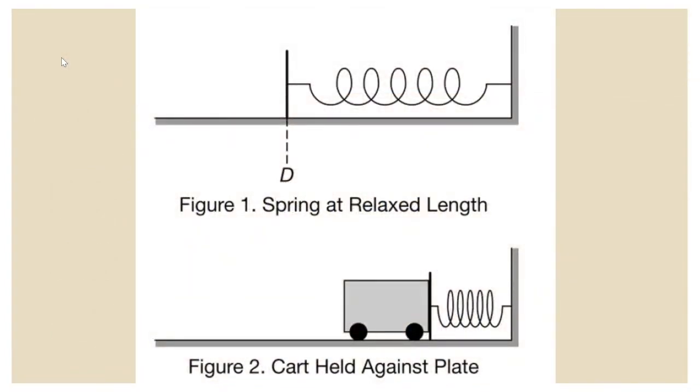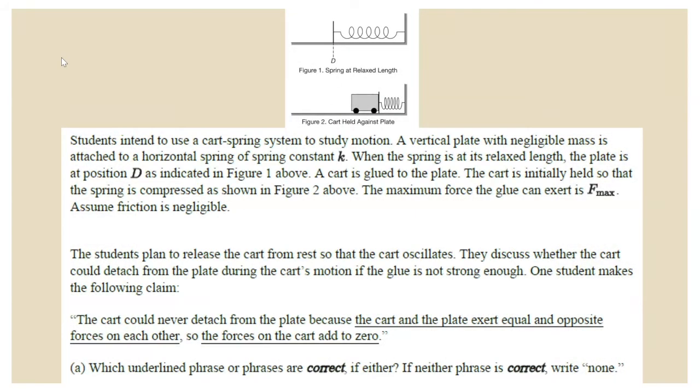This problem here showed a figure at the top with a spring shown with no objects attached to it at what they called its relaxed length. And then they showed in figure 2 a cart held against a plate. And the problem said students intend to use a cart spring system to study motion. A vertical plate with negligible mass is attached to a horizontal spring of spring constant K. When the spring is at its relaxed length, the plate is at position D as indicated in the figure above. A cart is glued to the plate. The cart is initially held so that the spring is compressed as shown in figure 2 above. The maximum force the glue can exert is F max.